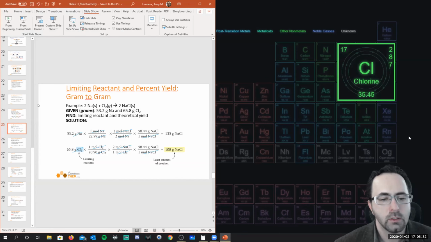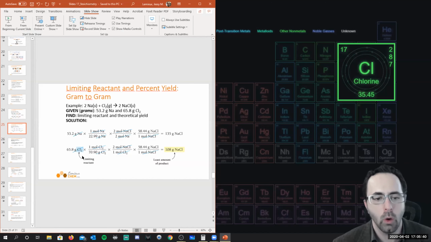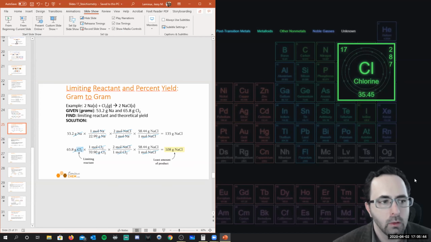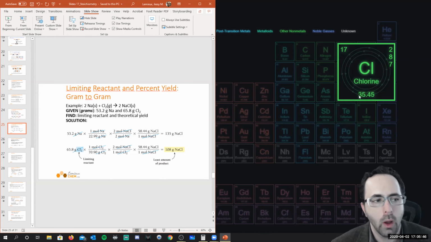Okay. So remember, 1 mole of chlorine atoms is 35.45 grams, but this is not chlorine atoms, it's chlorine molecules. 1 mole of chlorine molecules contains 2 moles of chlorine atoms. So the molar mass of Cl2 is twice this, and 2 times 35.45 is 70.9. So 1 mole of Cl is 35.45, but 1 mole of Cl2 is 70.9.